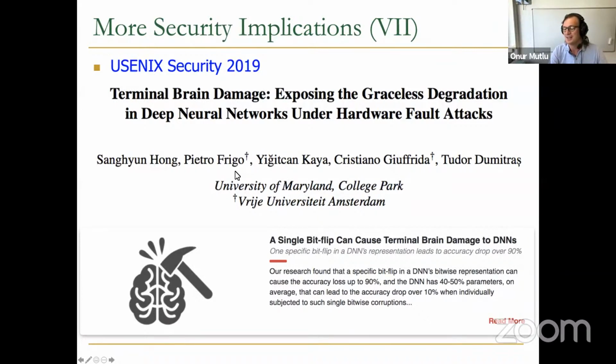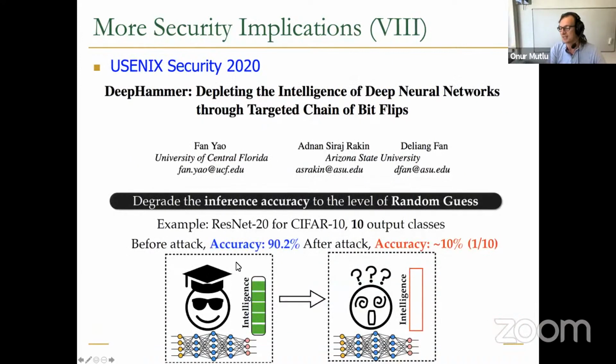These folks show that by doing RowHammer attacks carefully, you can essentially destroy the accuracy of neural networks. This is another paper that does something similar in a different way, but your neural network may be good enough, let's say your accuracy may be 90% for inference tasks. For example, let's say pedestrian detection, right? You're running pedestrian detection in your self-driving car. You're reasonably accurate.